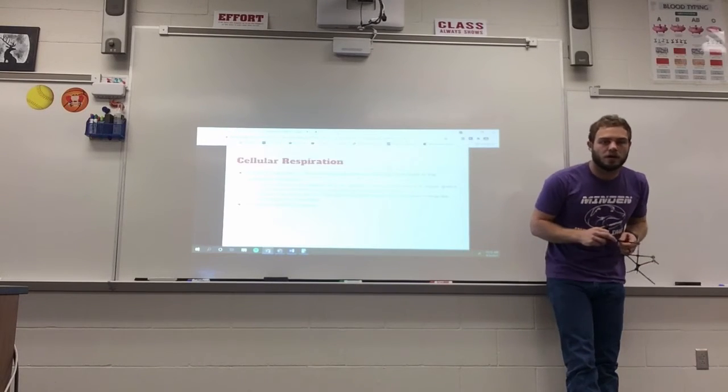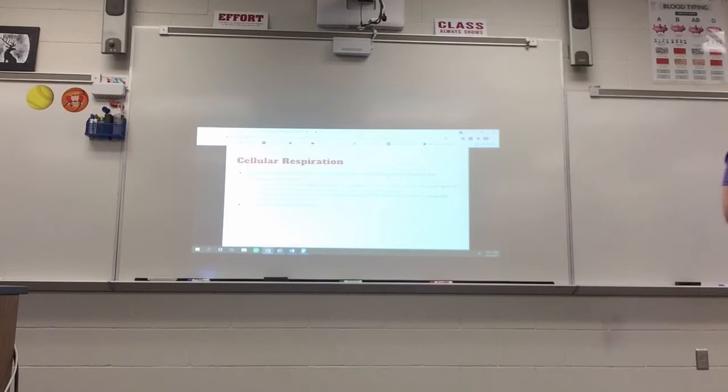Here is the overall equation for cellular respiration. You have 6 O2 plus C6H12O6 yields 6 CO2 plus 6 H2O plus energy. This is simplified, because there are a lot of steps that take place in the middle of that arrow. This is just what you start with, and this is what you end with.